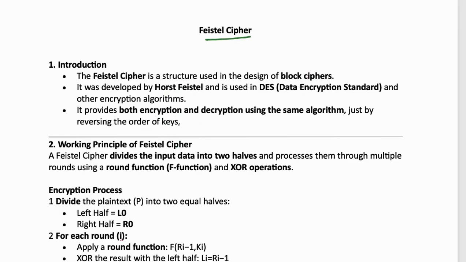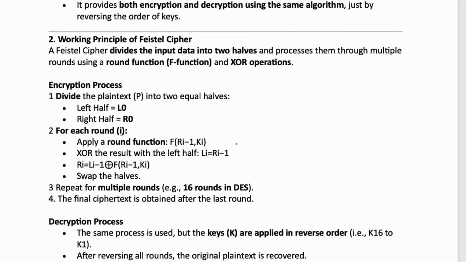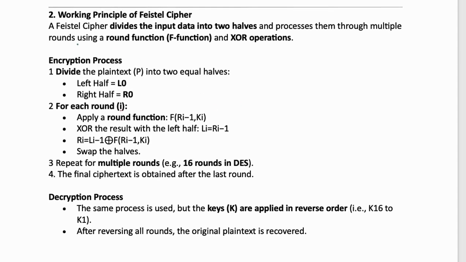It can provide both encryption and decryption using the same algorithm. So this is the working principle. A Feistel Cipher divides the input data into two halves, and processes them through multiple rounds using a round function and XOR operation. So the Feistel Cipher works on this process: first divide the input data into two halves, then apply the round function, and then the XOR operation.